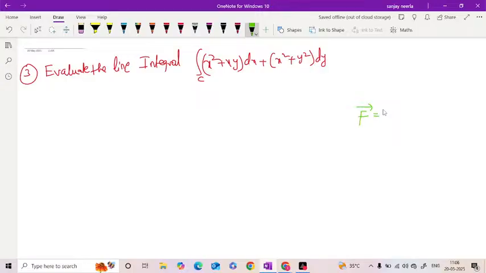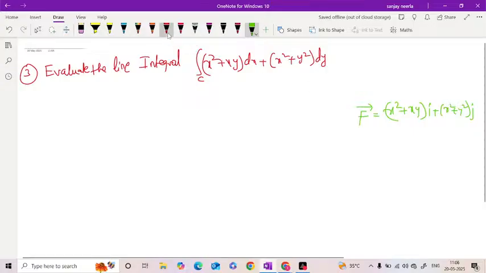Anyone here from C1, C2, C3, C4? x square plus xy of i, x square plus y square of j. Very good. So x square plus xy i plus x square plus y square j is our vector point function, but they have given the line integral directly.